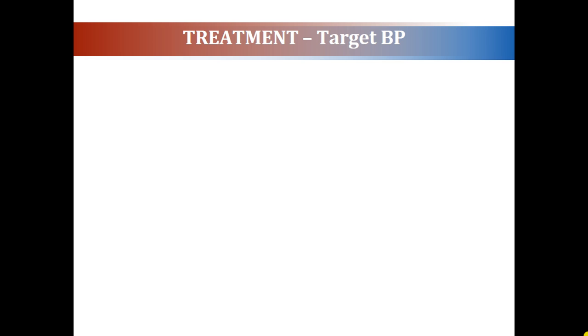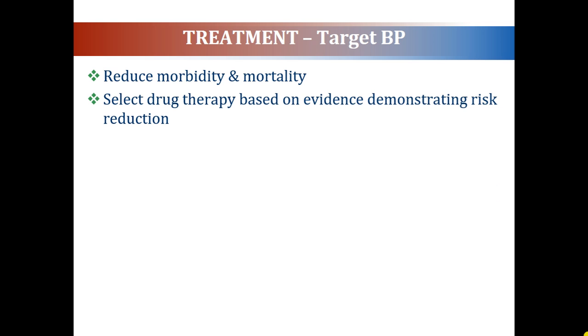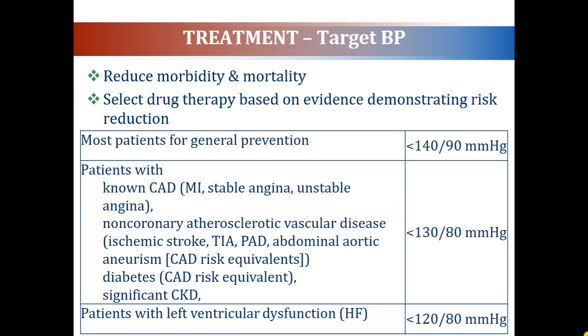Now we start with the treatment. Before deciding the treatment, we should set a target blood pressure. Target blood pressure is the blood pressure which will reduce the morbidity and mortality. Select the drug therapy based on evidence demonstrating the risk reduction. For most patients of general prevention, less than 140/90 should be the target BP.